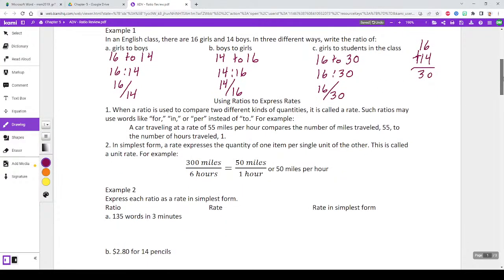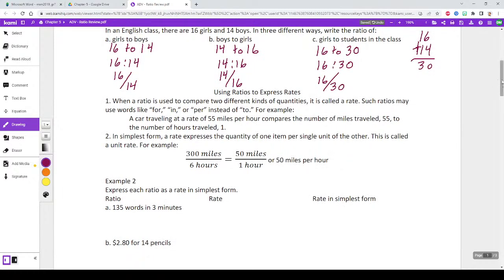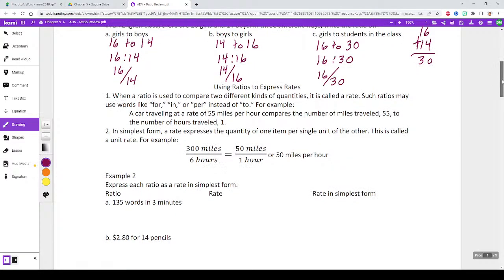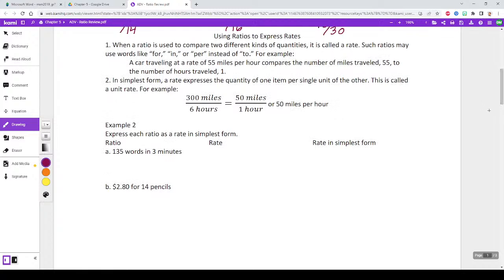So the other thing that we're going to do with ratios in this chapter is use ratios to express rates. When a ratio is used to compare two different kinds of quantities, it is called a rate. Such ratios may use words like for, in, or per instead of the word to.